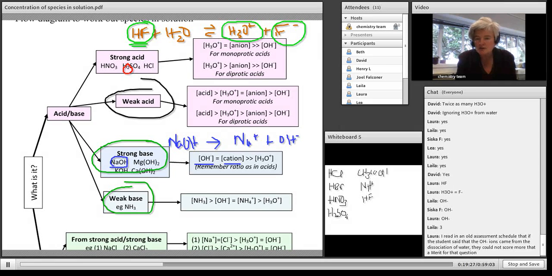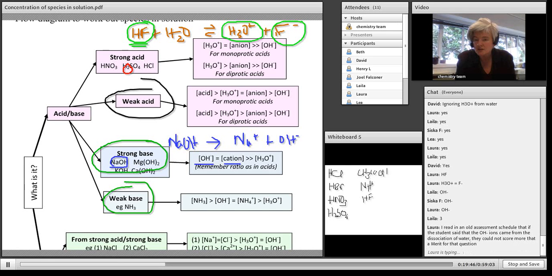Okay, Laura, you've got, I read in an old assessment schedule that if the student said that OH minus came from the dissociation of water, they could not score more than merit for that question. I'm wondering if they wanted also an equation to support their answer. That may be it, if they just made the statement.